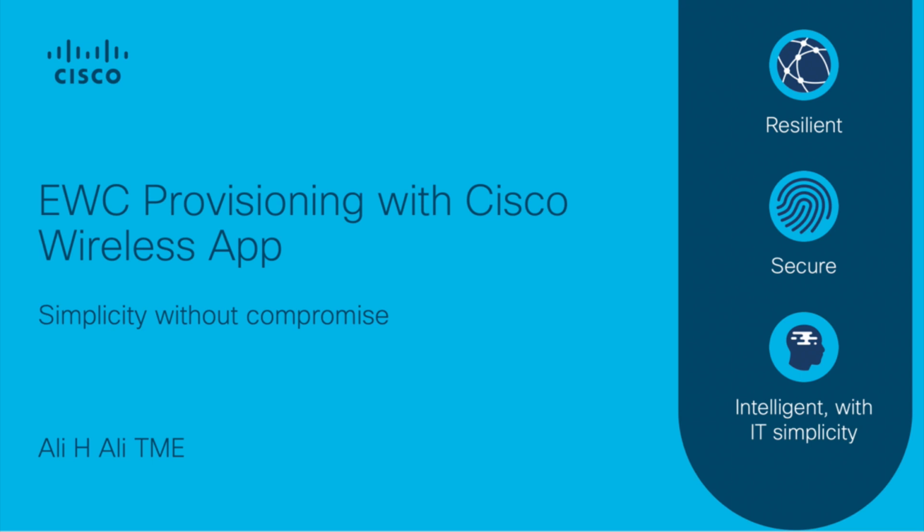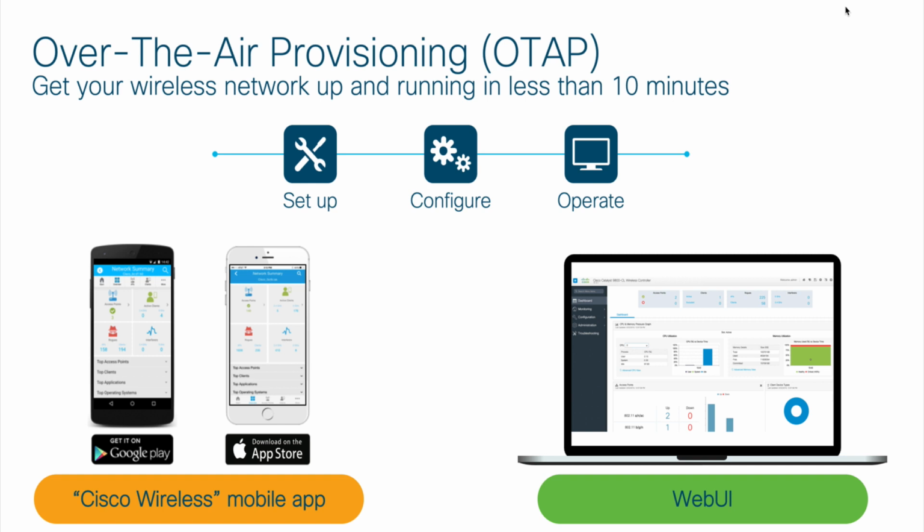In this video, I'm going to talk about the embedded wireless controller provisioning through Cisco Catalyst Wireless app. To provision your embedded wireless controller, you have to set up a controller first. You bring it up, the EWC access point. When it's coming up, it will start broadcasting SSID called Cisco Air Provision.